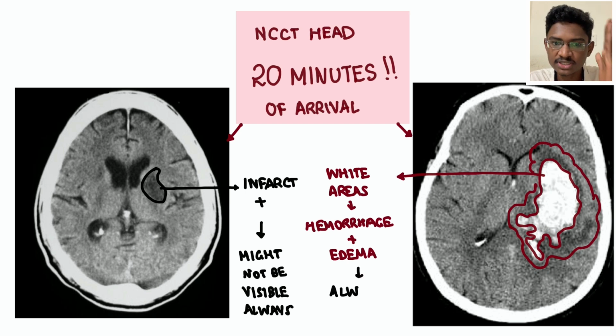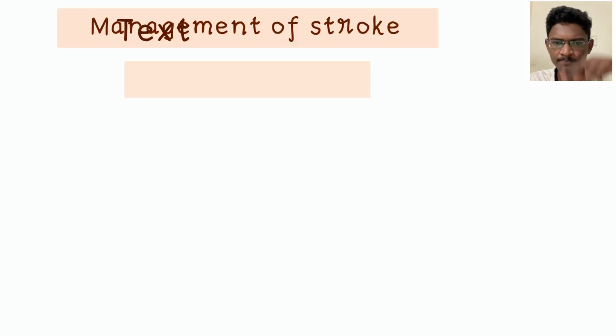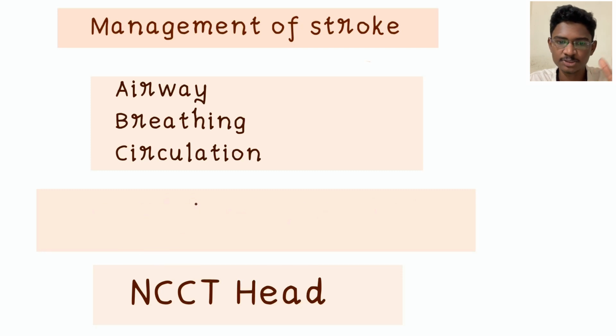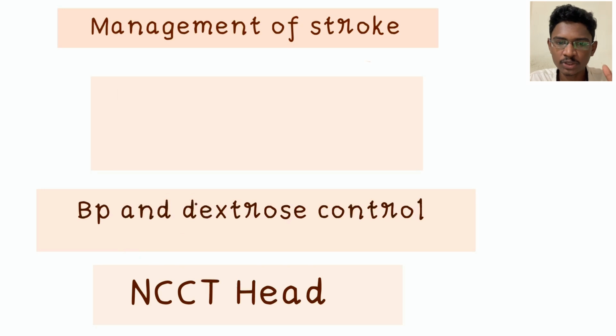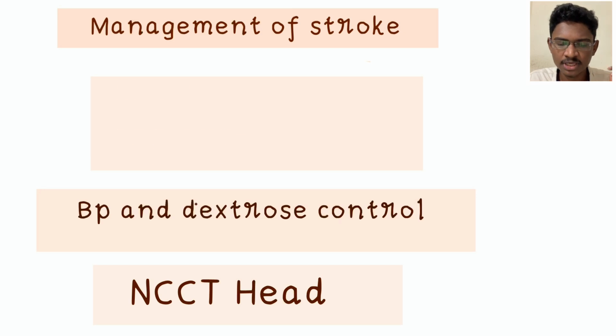So only we are doing the CT scan initially for any suspected stroke patient. Then in this question, if you see, there is no whitish blood oozing out and all. So it's not hemorrhage. First point. Next, how to manage an acute ischemic stroke? First see, this is actually a medical emergency.